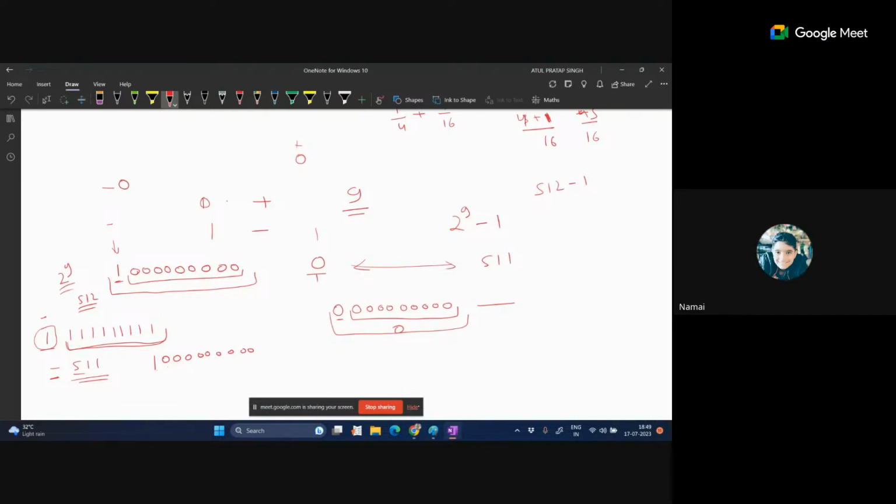So if we are considering this for 2's complement, then our range will reach till minus 512. The positive range would be 0 to 2 to the power 9 minus 1, and the negative range would be minus 1 to minus 2 to the power 9, right? Yes, correct. Understood.